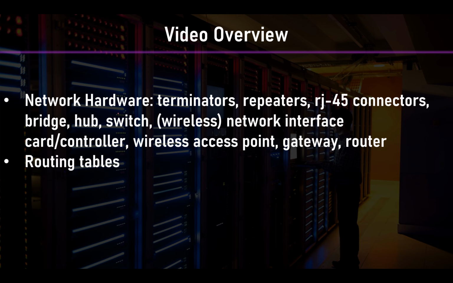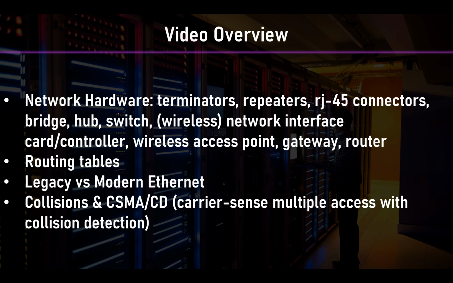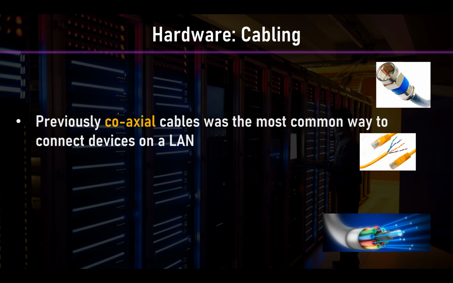We're also going to briefly look at routing tables, although we'll actually look at these more in detail, I think, in the next class. We're going to compare legacy versus modern Ethernet, and finally we're going to look at collisions and how they're actually handled, with something called CSMA CD, or carrier sense multiple access with collision detection. And that's a bit of a mouthful, so if you can remember that, that's quite good.